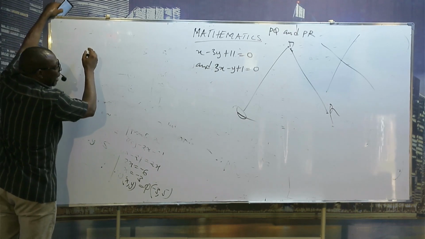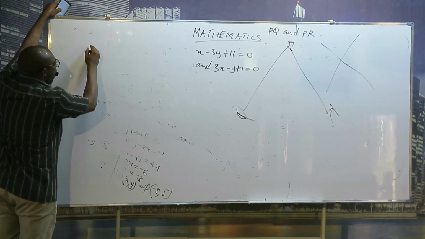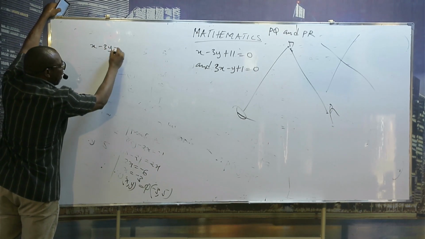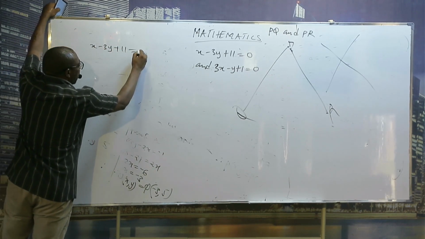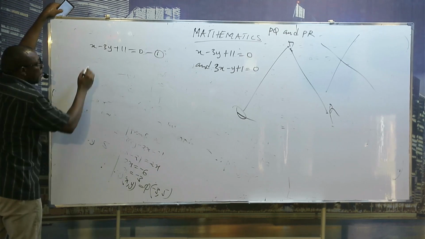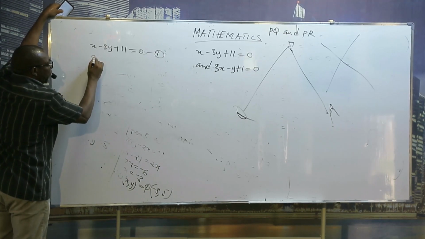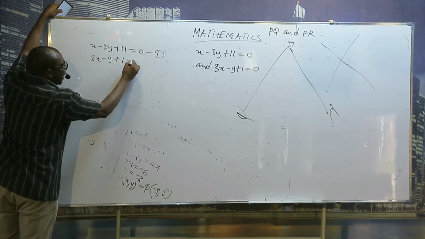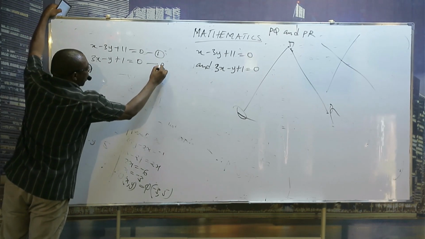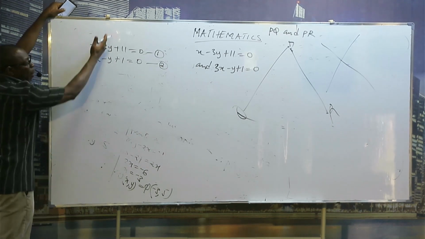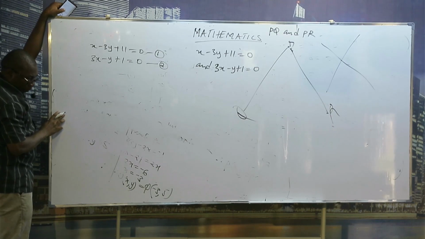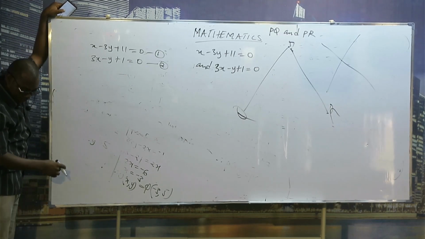Look up. X minus 3y plus 11 equals 0. That is equation 1. 3x minus y plus 1 equals to 0. Now I want to balance y. Or do you want us to balance x?